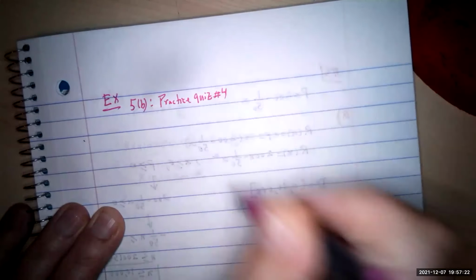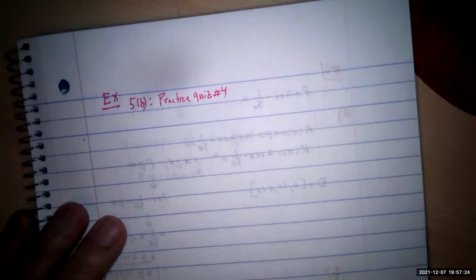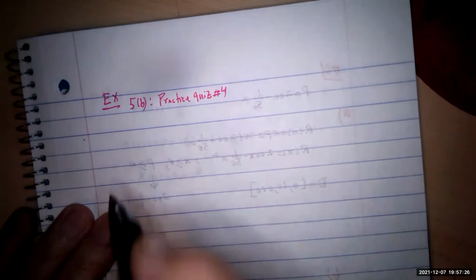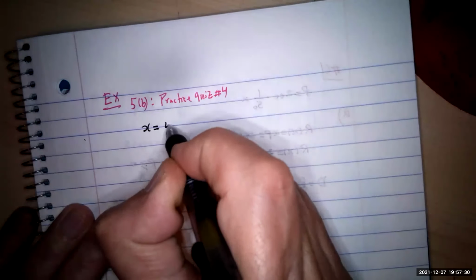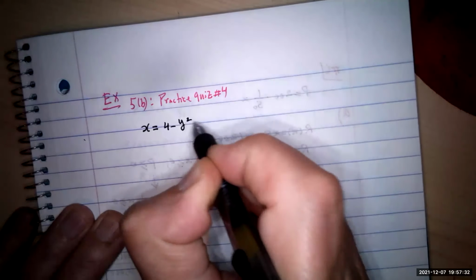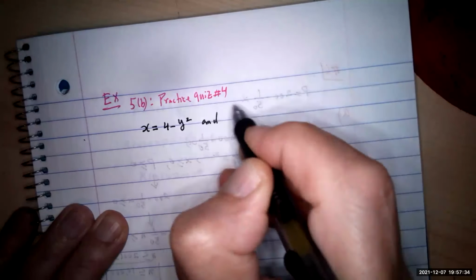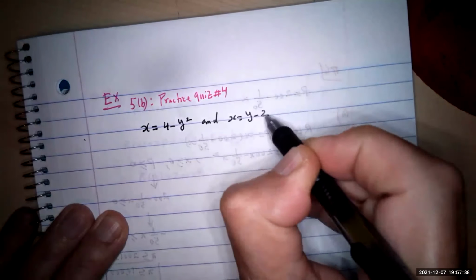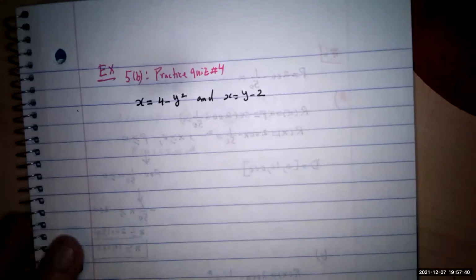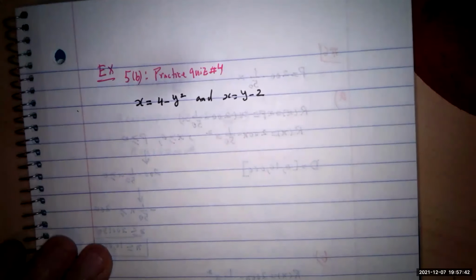number 4. We want to find the area between this region. Okay, the regions are x equal to 4 minus y squared, and the other one is x equal to y minus 2. One of them is a curve, the other one is a straight line. Okay, and you want to find the area between the 2 curves.